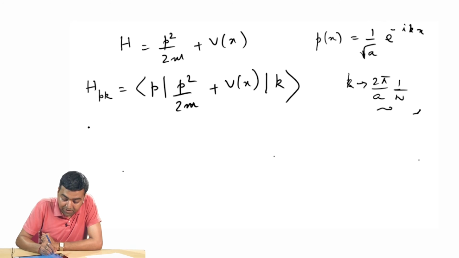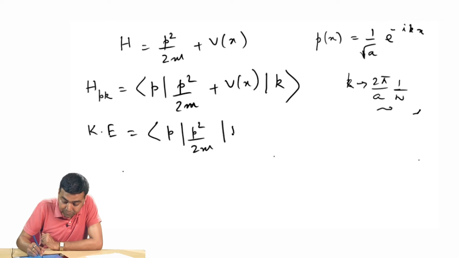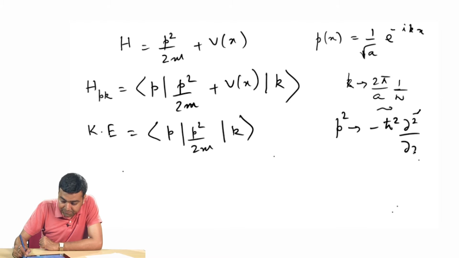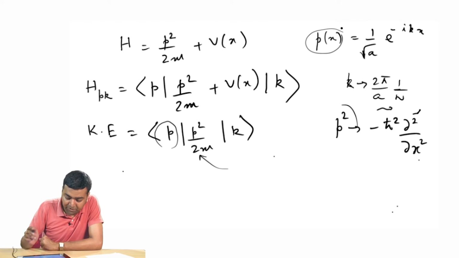So, this first term here is the kinetic energy. Let us find the matrix elements for the kinetic energy term. That will be p square by twice m between p and k. Now, the kinetic energy operator p square is given by minus h cut square del 2 del x 2. If I plug this p square into this equation and the functional form of p here, I have to evaluate the following integral.